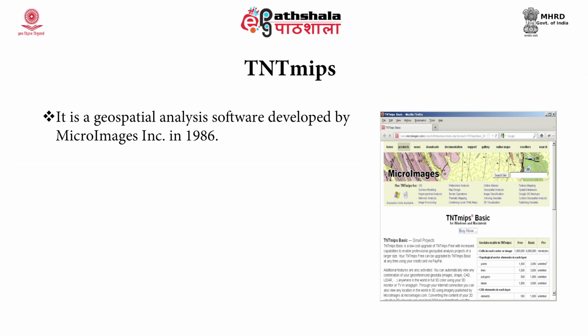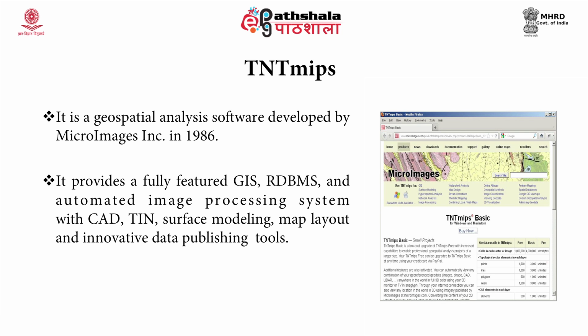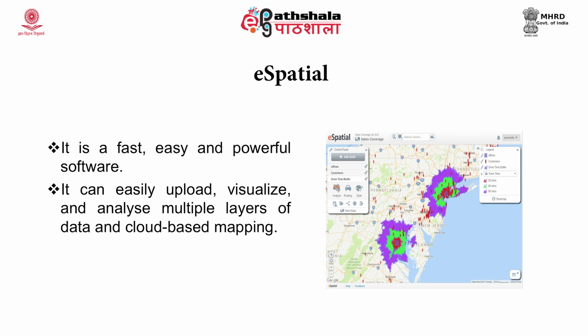Another common software is TNT MIPS, which is a geospatial analysis software developed by MicroImages in 1986. It provides a fully featured GIS, relational database management system called as RDBMS, and automated image processing system with CAD, then surface modeling, map layout, and innovative data publishing tools. eSpatial is another GIS software that is fast, easy, and very powerful in its functionalities. It can easily upload, visualize, and analyze multiple layers of data and cloud-based mapping.